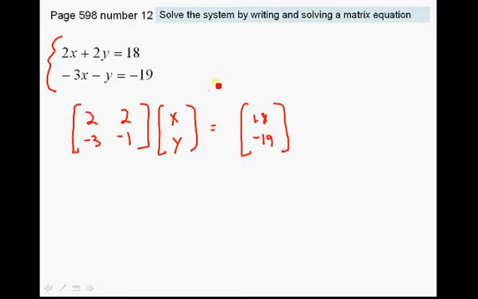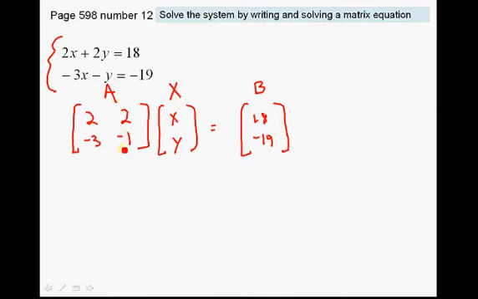So let's give these matrices these names. We'll say this first one, we'll call it A, capital A. The second one, the variables, we'll call X. Let's make it a big X, a capital X. And then this third one, let's call it B. So this is matrix A, matrix X, and matrix B.